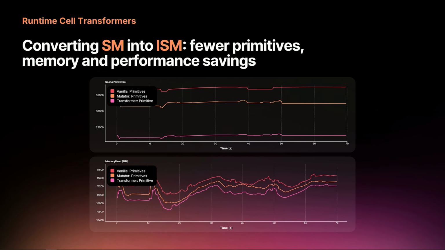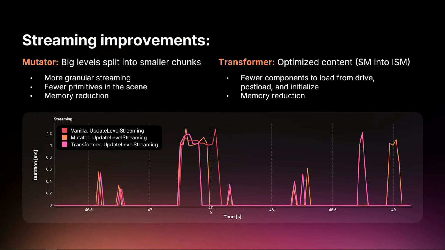And we are going back to our market scene. We see the results of the transformer that converts the static meshes into ISMs. Once again, we see fewer primitives as we merge components together, and we see reduction in memory. While previously we just split the big level into chunks, this time we get real performance savings. Due to fewer components, we have fewer loads, post-loads, spawns, and destroys. And with increased streaming granularity, we just optimize the content we have.